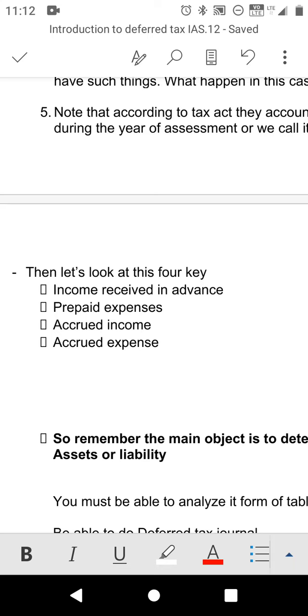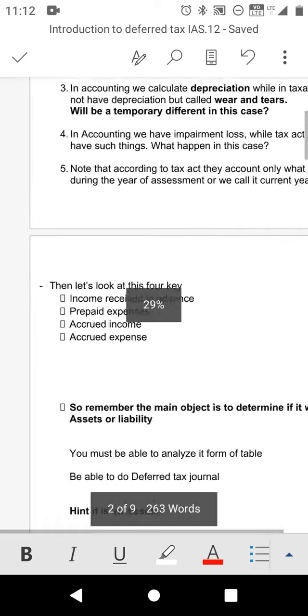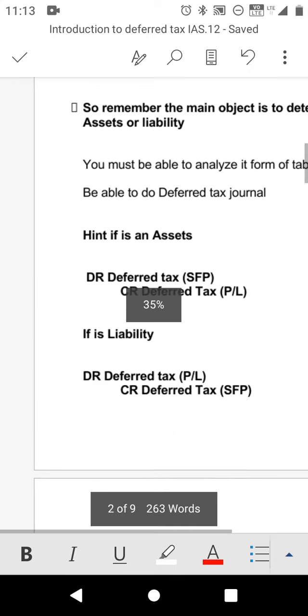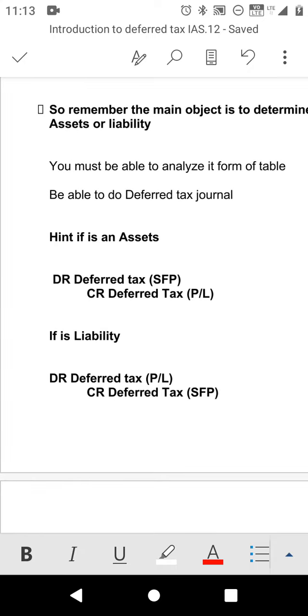So if you find a transaction with these 4 words, know that it's a temporary difference. Okay, let's proceed. So remember, the main objective is to determine if it will be an asset or liability. You must be able to analyze in the form of a table and be able to do the deferred tax journal. Okay, so I will show an example of the journal. It's only 2 journals in deferred tax, only 2 journals.